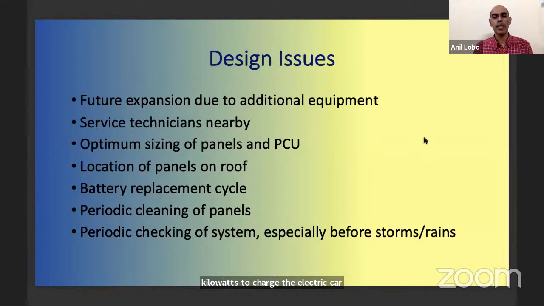And what are they doing? They have to put in a brand new system because their existing system cannot expand to charge the electric bike or the electric car. So let's look into potential future expansion as newer technology and newer equipment get put into your house. The second challenge is service technicians.